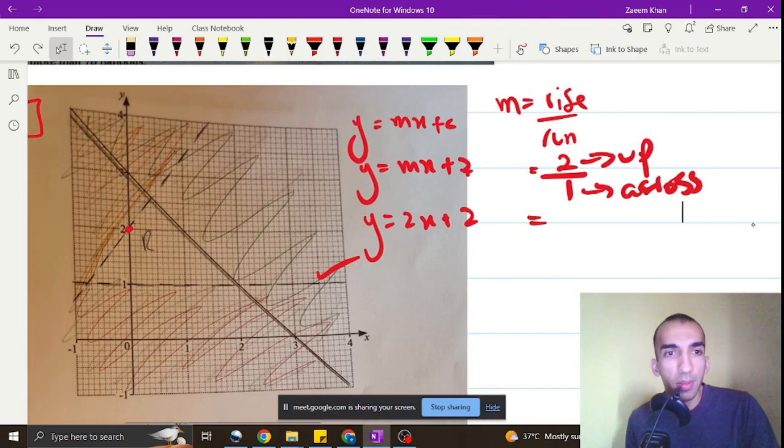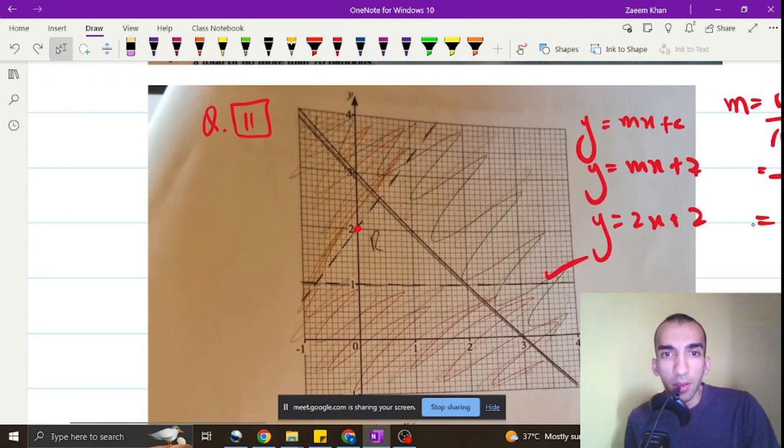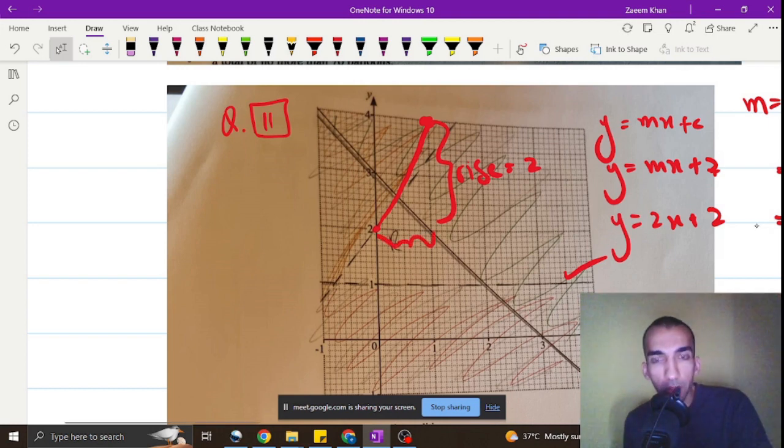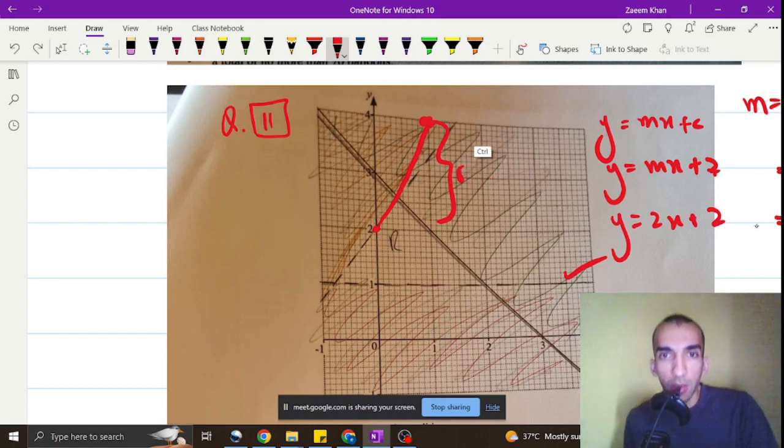Does this make sense? In the process of going 2 units up, I went 1 unit across. So here we have a rise of 2 and a run, or what you're calling across, of 1, so 2 over 1. Okay, so that's a slight error.